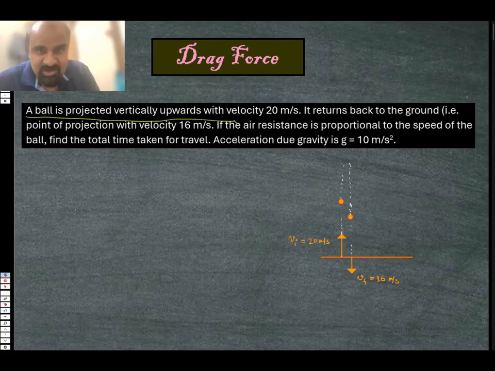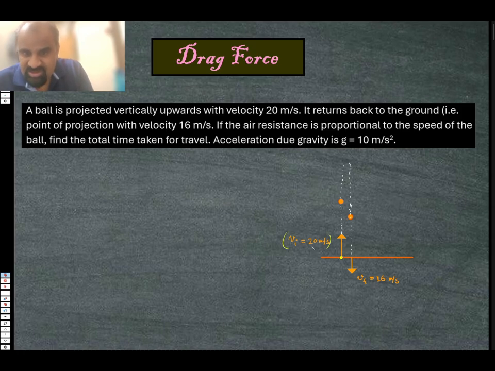A ball is projected vertically upward with this velocity. So here is the ball. It is projected vertically upward with this velocity. Initial velocity is 20 meter per second in the upward direction, as you can see. It turns back to the ground, that is the point of projection, with a velocity of 16 meter per second. So it is projected upward with 20, and then it comes down with 16.